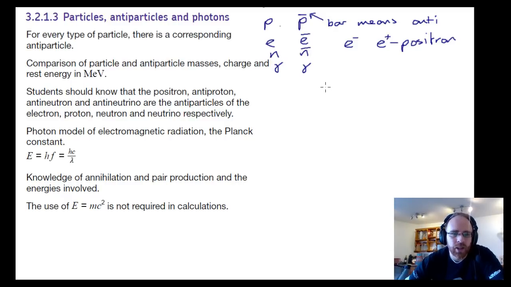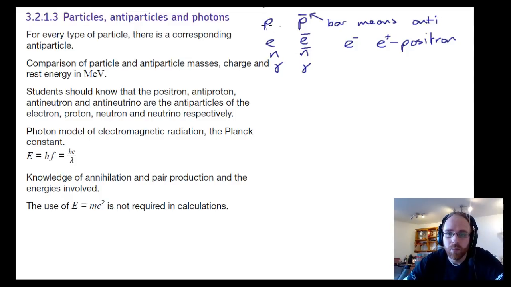So masses, charge, and rest energy in mega electron volts. If we talk about particles, proton, electron, neutron, and photon, we'll ignore photon because it doesn't have mass or charge, and it has variable energies, but it doesn't have rest energy because it never stays still.